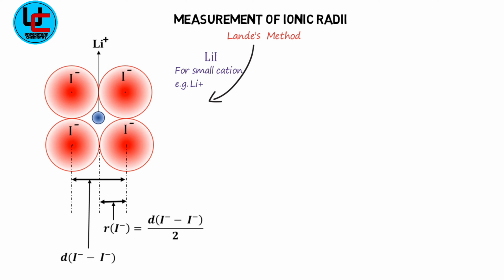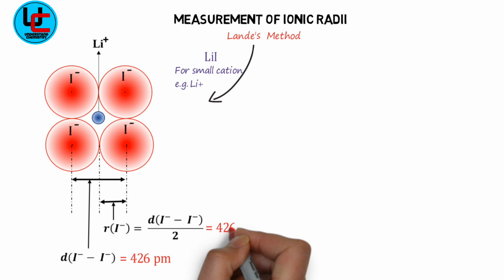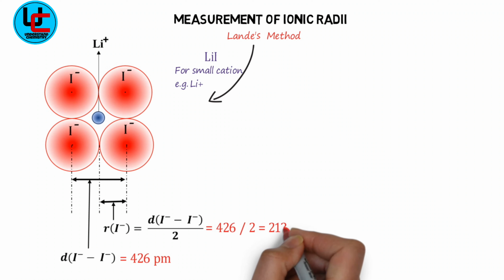iodine ions will be touching each other in the lithium iodide crystal, as can be seen from the figure. Hence, half of the iodine-iodine bond distance, that is d(I-I), would be equal to the radius of the iodine ion. When the internuclear distance between two iodine ions is 426 picometer, then according to the formula, the radius of the iodine ion is calculated as 213 picometer.